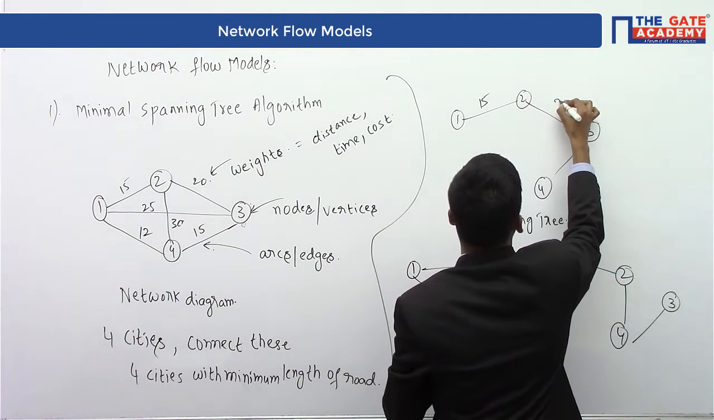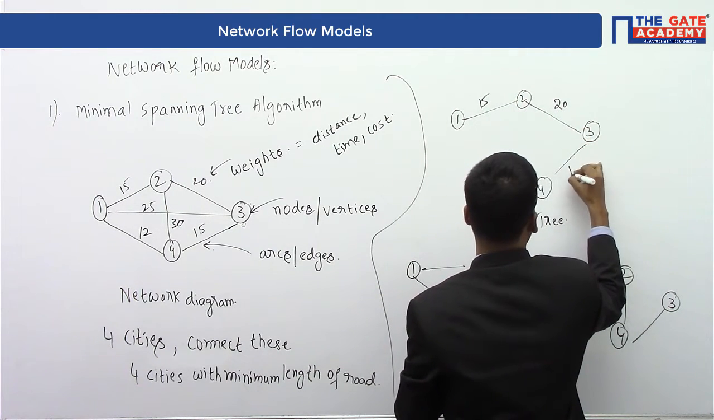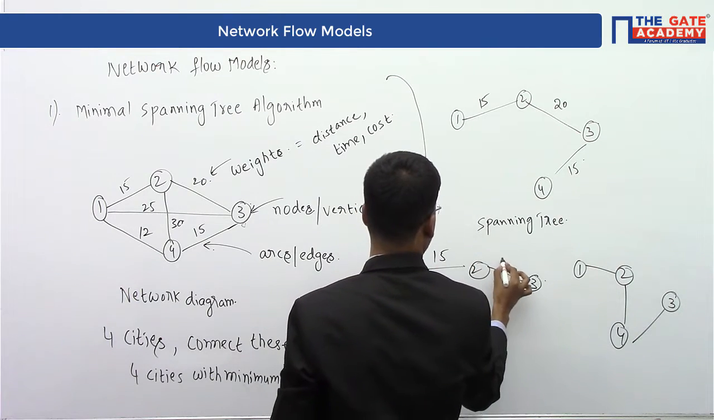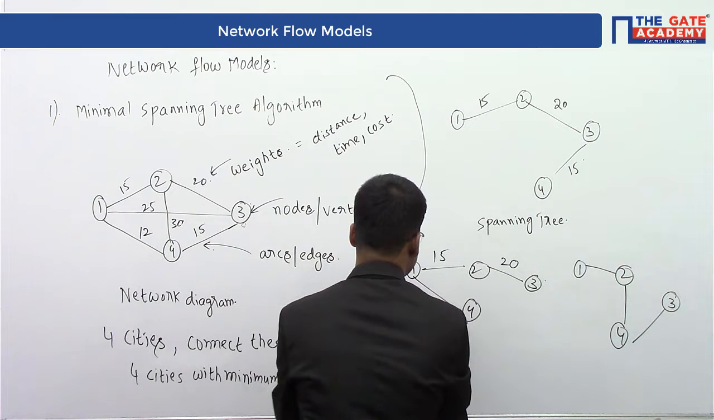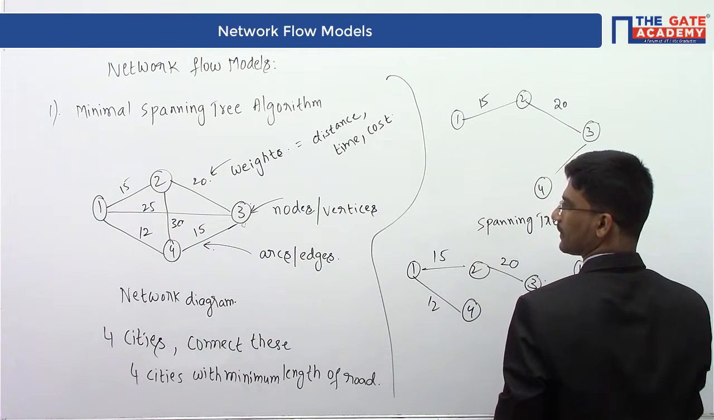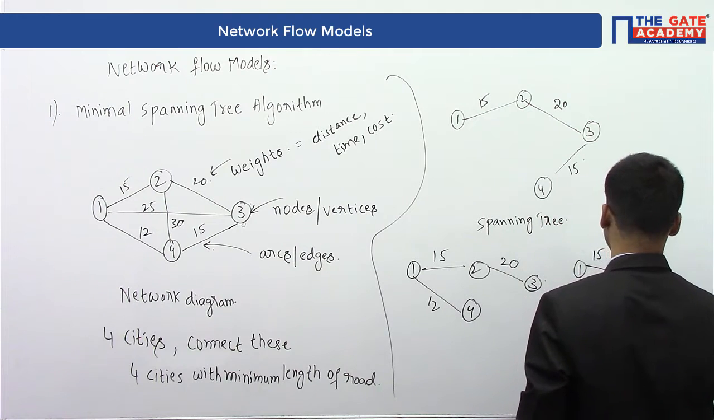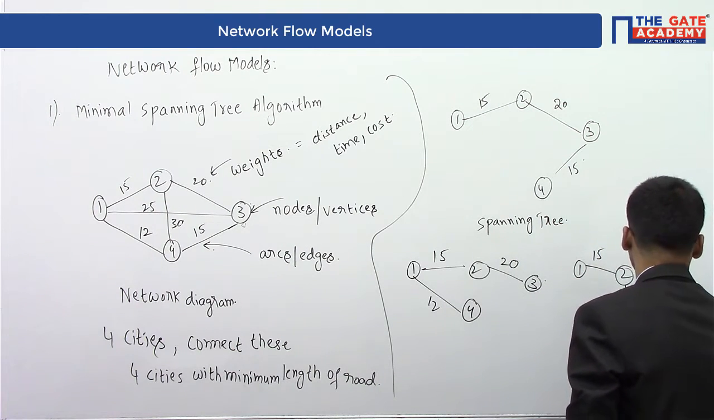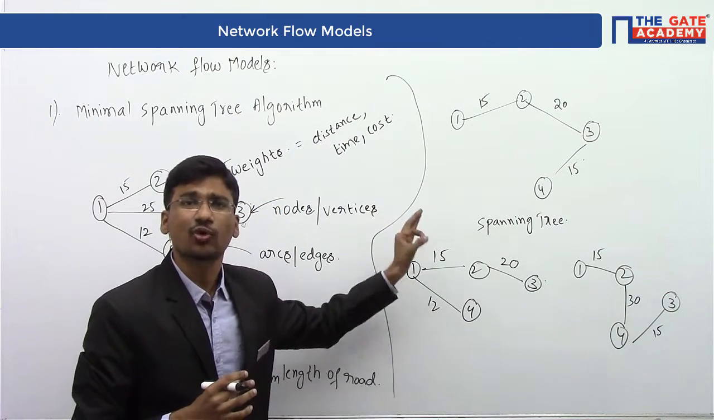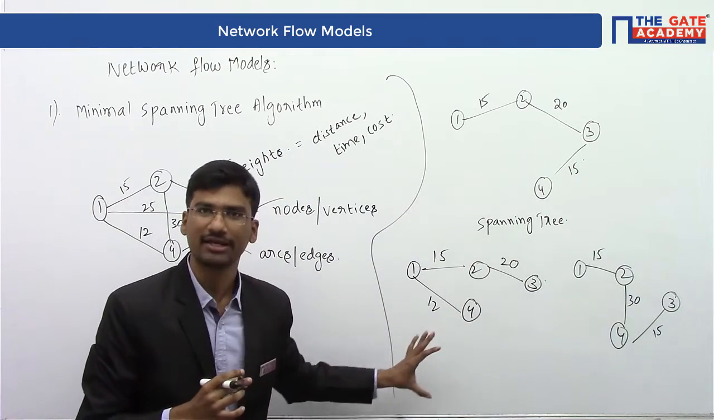Okay, so 15, 20, and this is again 15. So this is 15, 20, this is 12. Okay, so this is 15, this is 30 and this is 15. Okay, now I am just calculating the total distance or total weight values for these particular spanning trees.